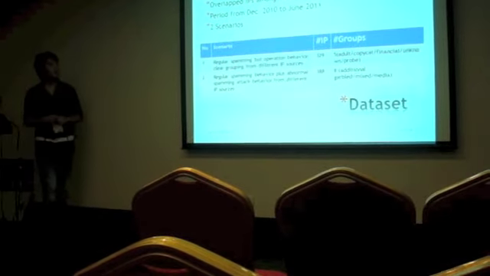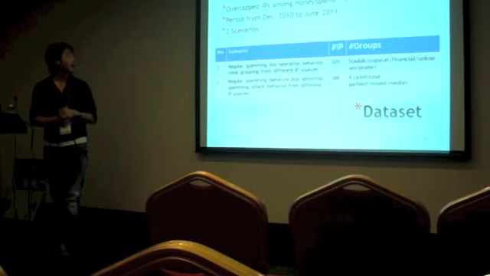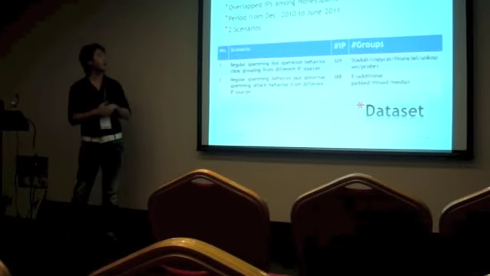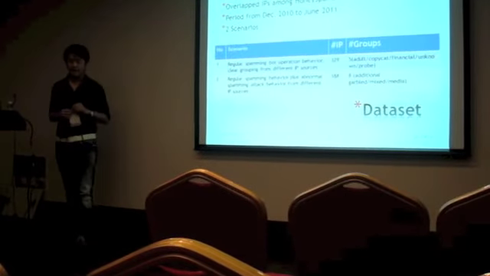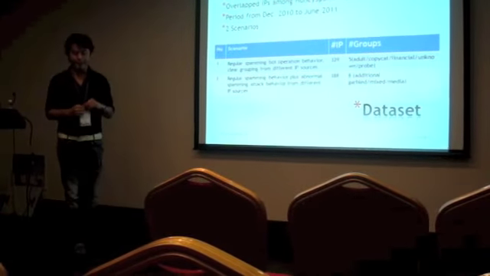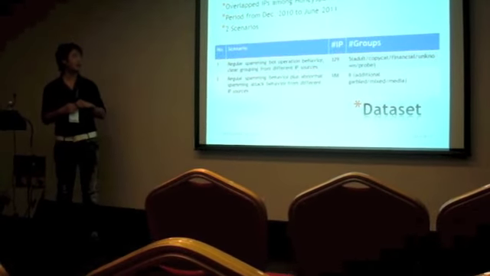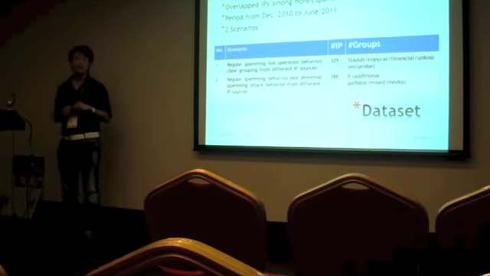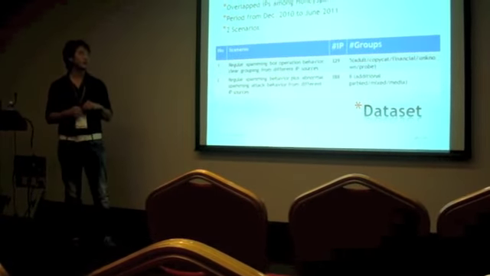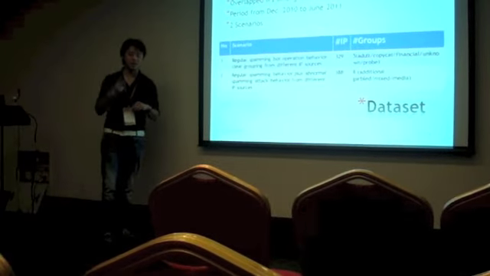The data set is from four honeypot spam collectors, and these four collectors have less than 5% overlapping IPs among the honeypots. The period is from December 2010 to June 2011. And in this data set we found two scenarios.